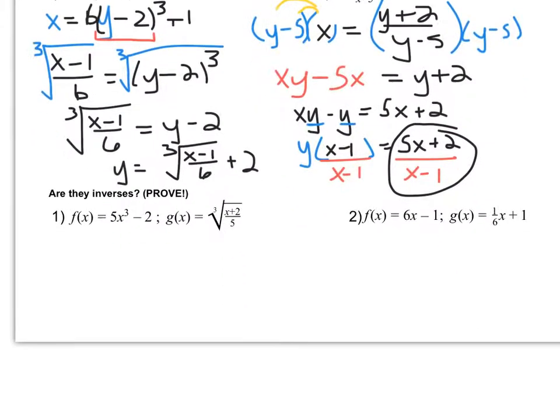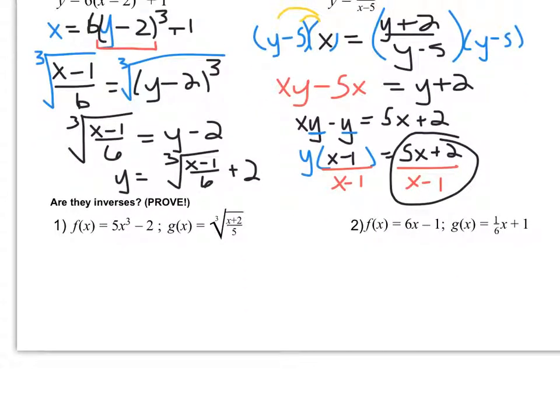All right. Last thing we did was proving that they're inverses. So for me to prove it, it means when I do f of g of x and g of f of x, I get out x. You can't just find the inverse of one and be like, oh, look, it's the other one. Okay. So I'm going to do f of g of x first. 5 cube something minus 2, and now the something I'm going to plug in is right here, and we're going to see if it simplifies right.